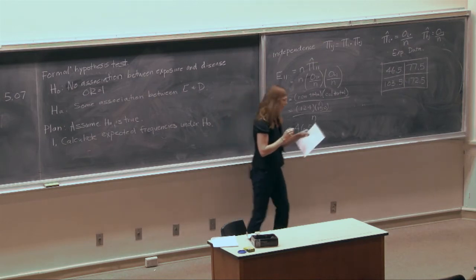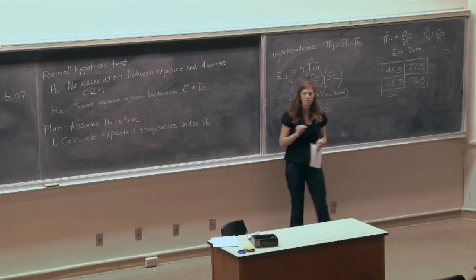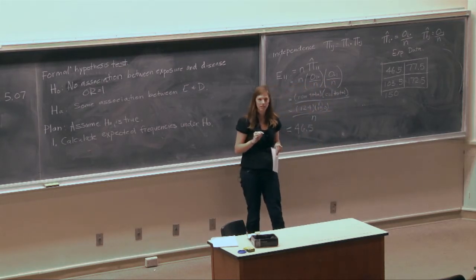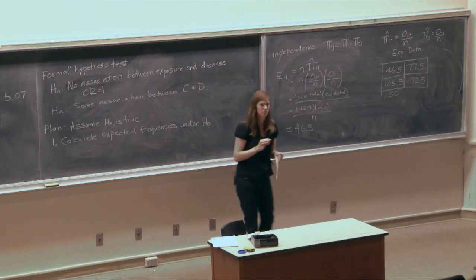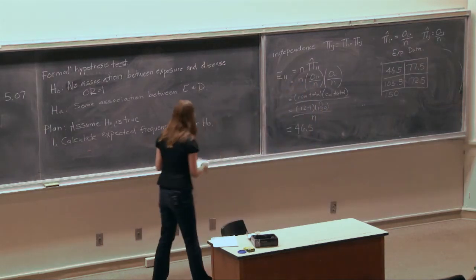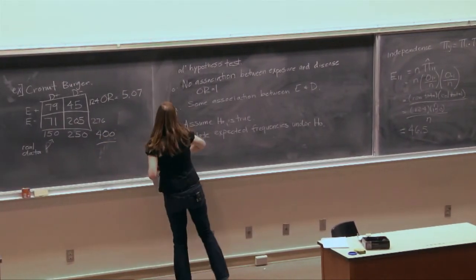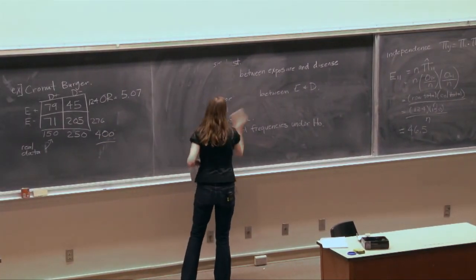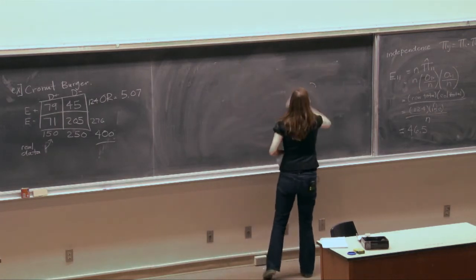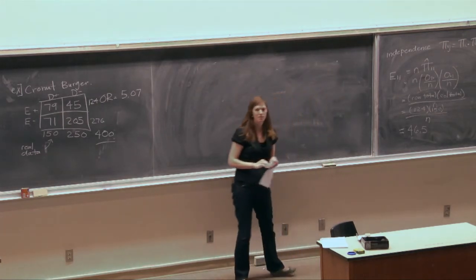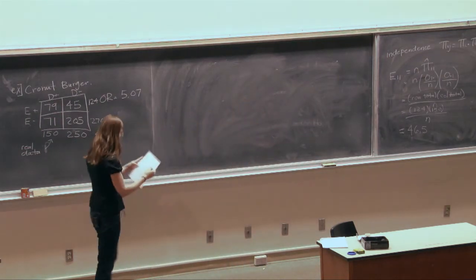A fun little check you can do: your row and column totals need to be maintained in your expected data. So if they're not, something has gone wrong when you've done your expected data. Okay, so we have observed and expected data. We want to know if no association makes sense. We're going to compare those two tables.